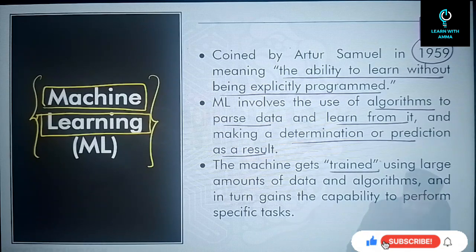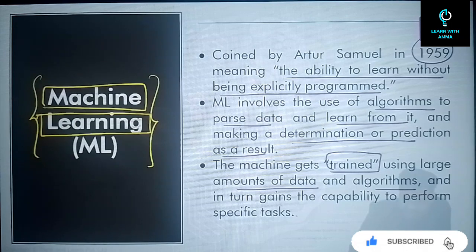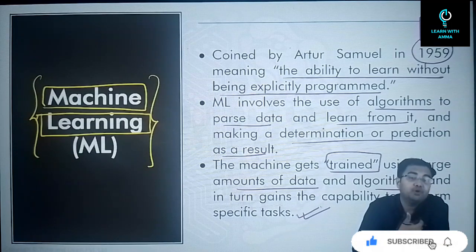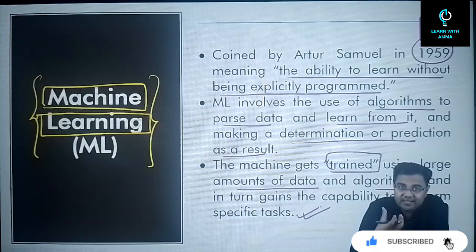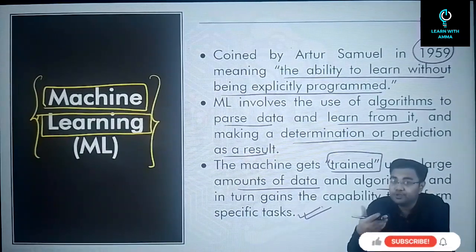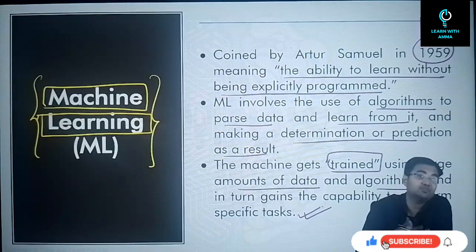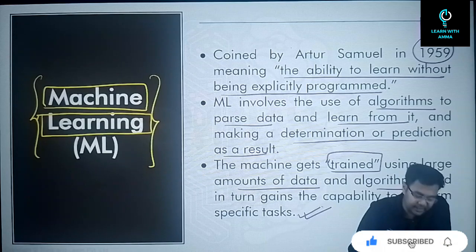So the machine gets trained using a large amount of data and algorithms, and in turn gains the capability to perform a specific task, right? So it could be in industries, it could be in the energy sector, it could be in agriculture, it could be in any sector, but the machine would learn according to the data that is being fed, the patterns that it is coming across, and ultimately it will be a better version of itself, much more helpful for you than it might have been when you started working with it. So this is how machine learning works.